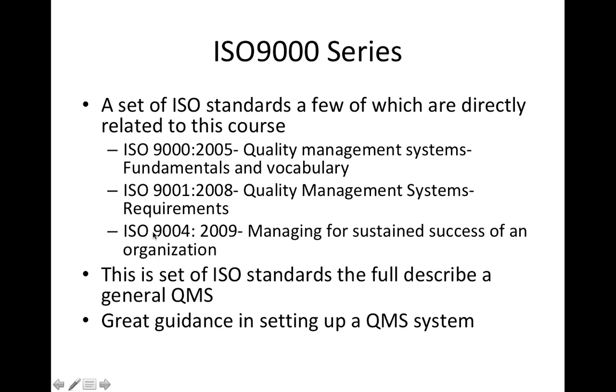Then you have ISO 9004, part 2009, and this is about managing for the sustained success of an organization. This is part of how you constantly improve your quality, right? So, the continuous improvement cycle. Essentially, the whole ISO 9000 series is to tell you how to make a good quality management system, right?